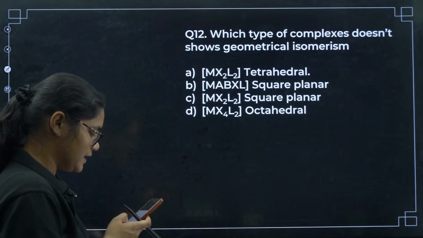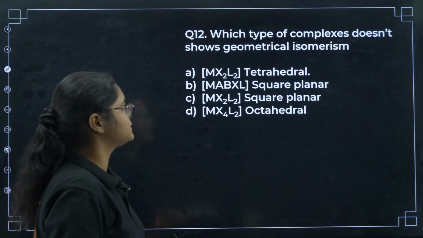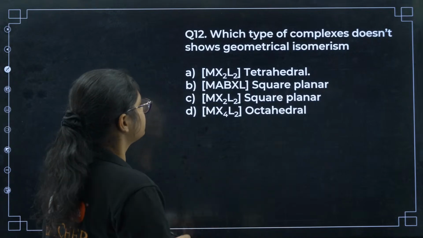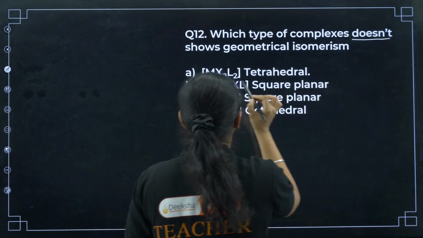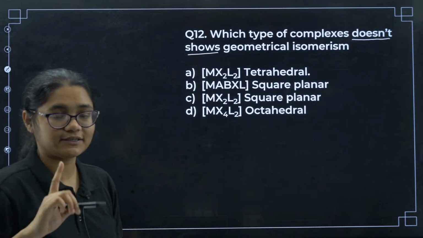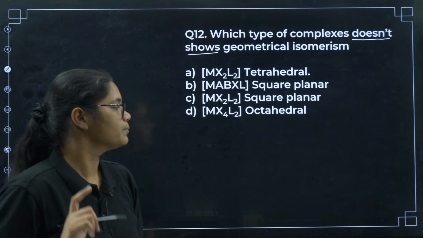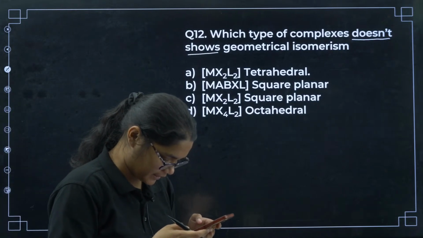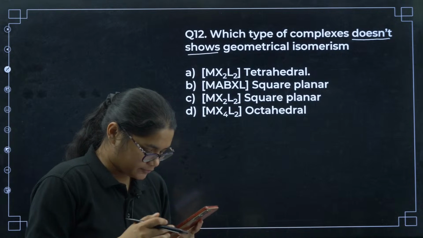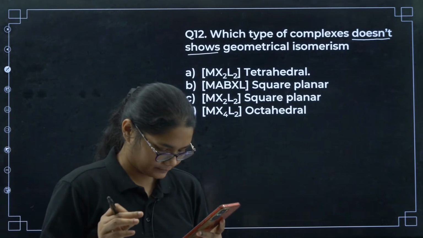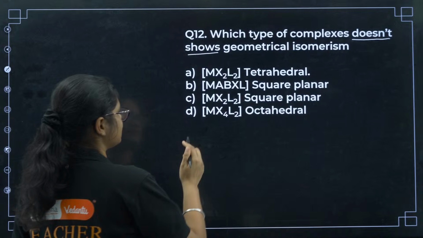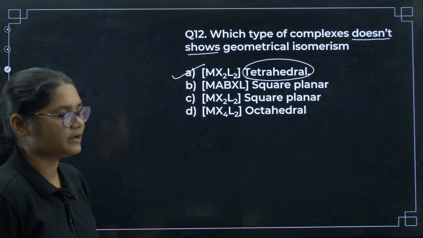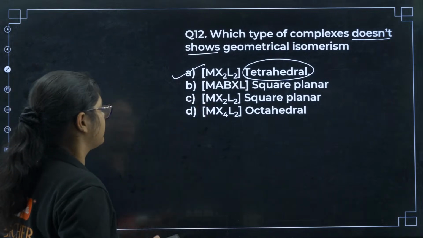Just a minute. Yes. Which type of complex does not show geometrical isomerism? Again, a similar question. You see the question whether it is asking show or does not show. As we have just discussed, this question should be very easy. Yes, very good. Pradeep is fastest here. 12th A. We have discussed right now tetrahedral will not show any geometrical isomerism. So option number A.